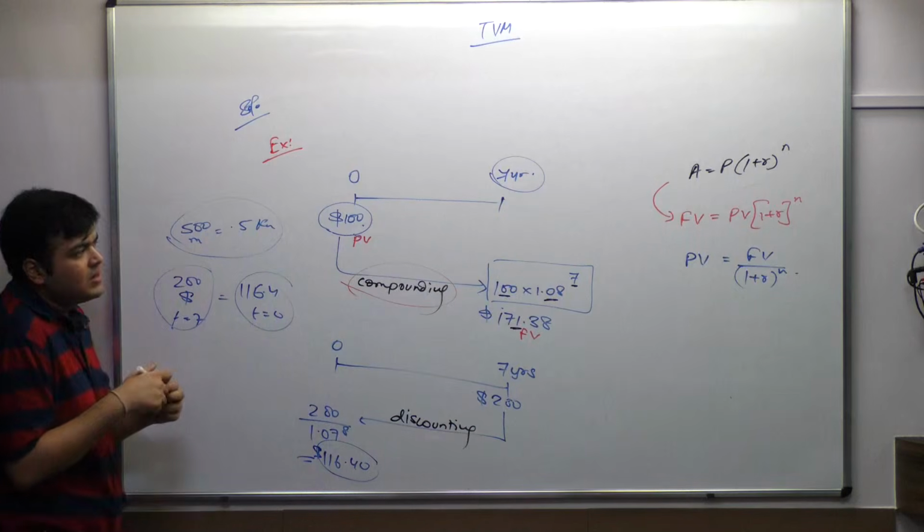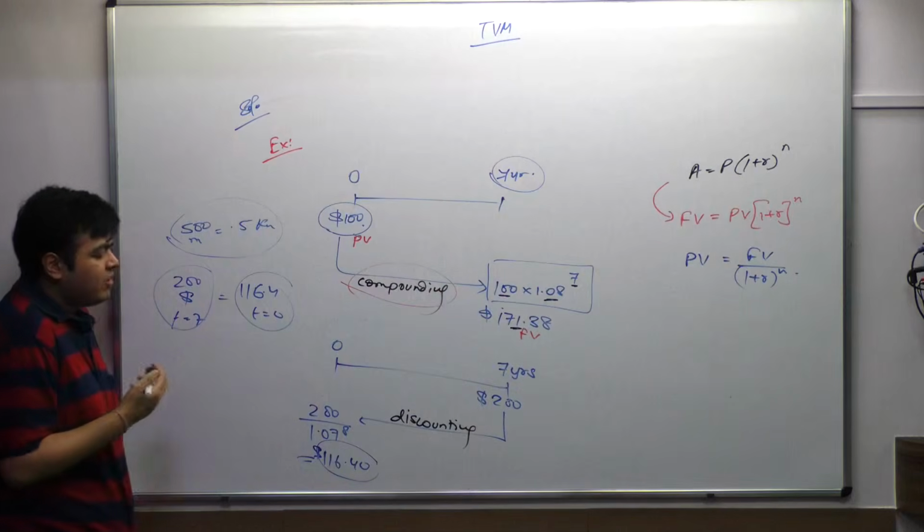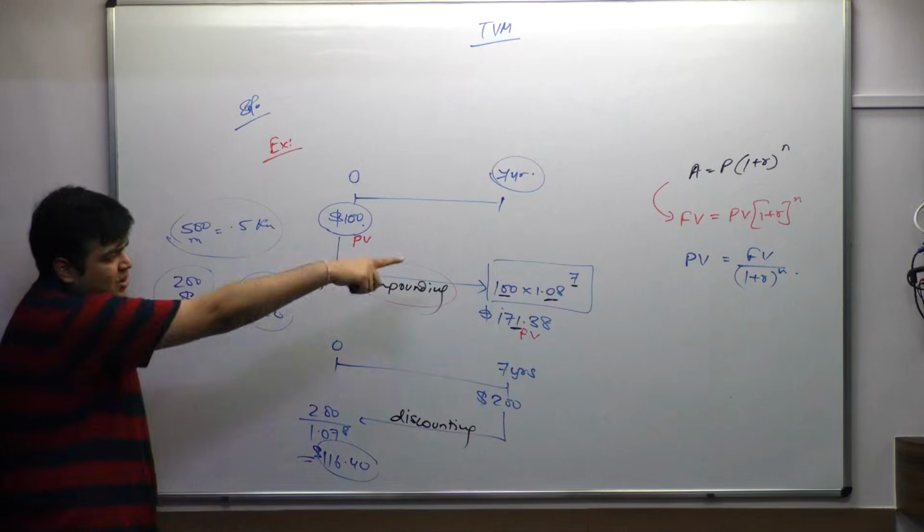This is going to be your discounting. And that is how we derive this formula. Present value is equal to future value by 1 plus r to the power n. You can just take this one and that one down.